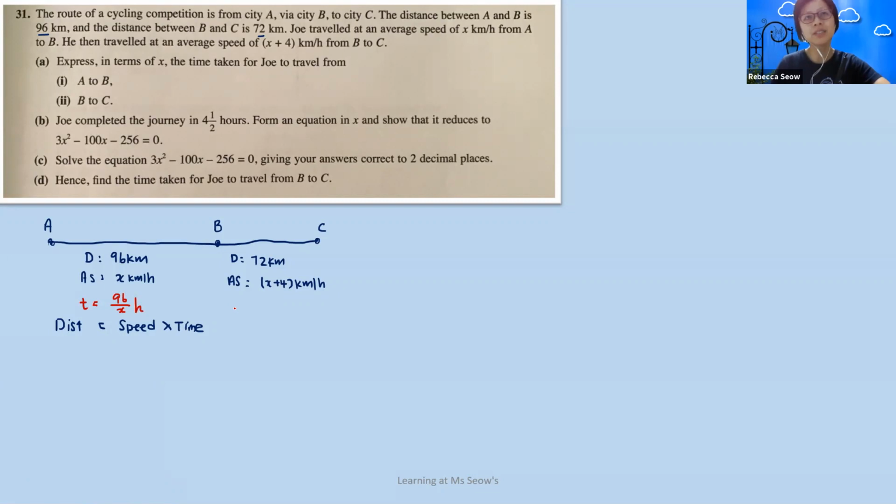Now, with regards to the time between B and C, the traveling between B and C, that will be 72, which is the distance, divided by x plus 4 hours. So that would actually be the answer for A part 1 and A part 2.